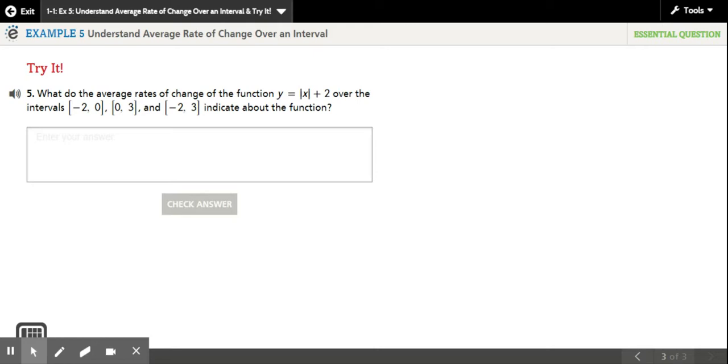Okay, so let's do it interval by interval. I'm going to write on the screen here. So from -2 to 0, we first need to figure out what are the y values. So when x is -2, what's the y value? We're going to substitute -2 into the function. So y is equal to the absolute value of -2, because -2 is the x value, plus 2. Absolute value of -2 is 2. 2 plus 2 is 4. All right, so you've got the ordered pair -2, 4.